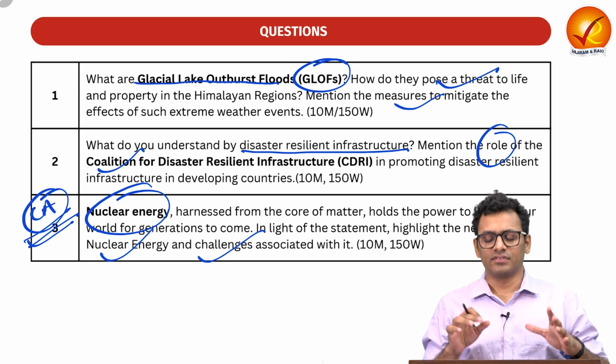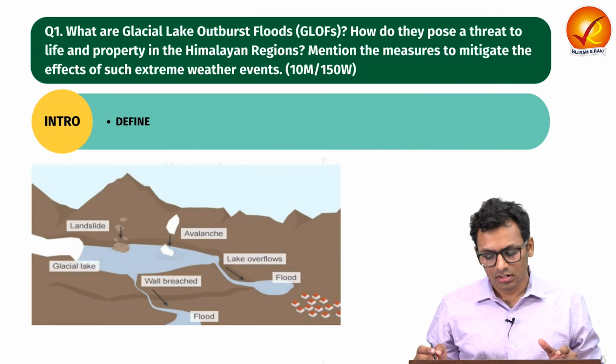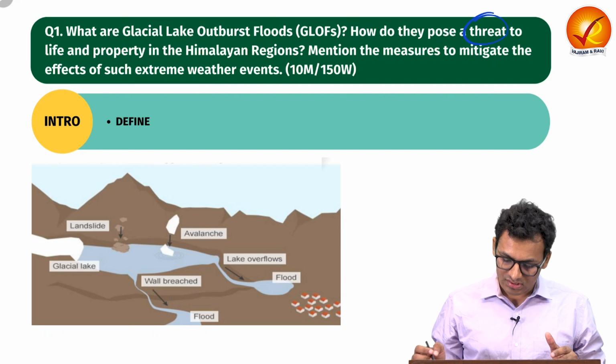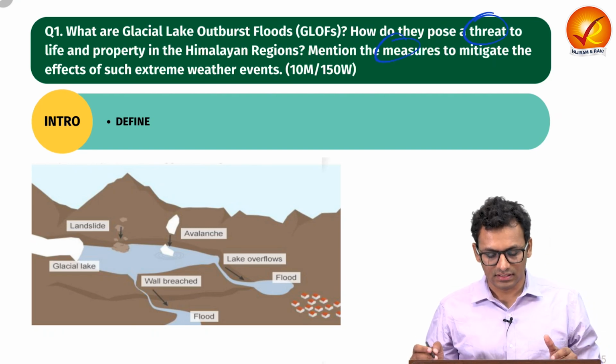So let us start with the very first question. The very first question is, what are glacial lake outburst floods? How do they pose a threat to life and property in the Himalayan region? Mention the measures to mitigate the effects of such extreme weather events.